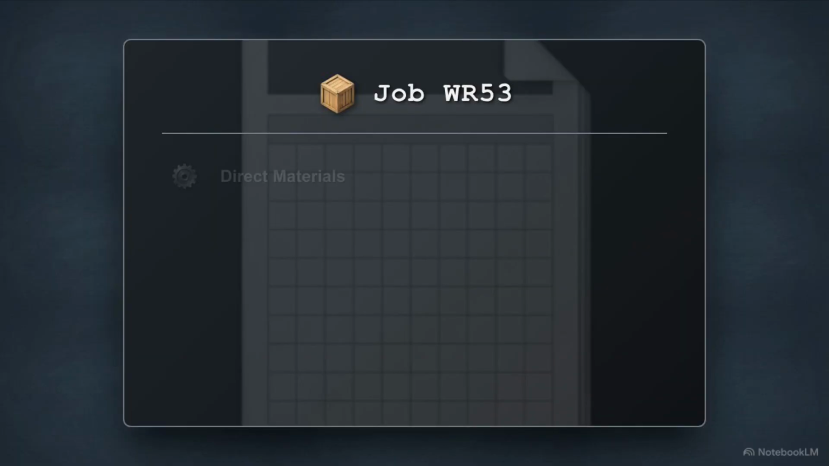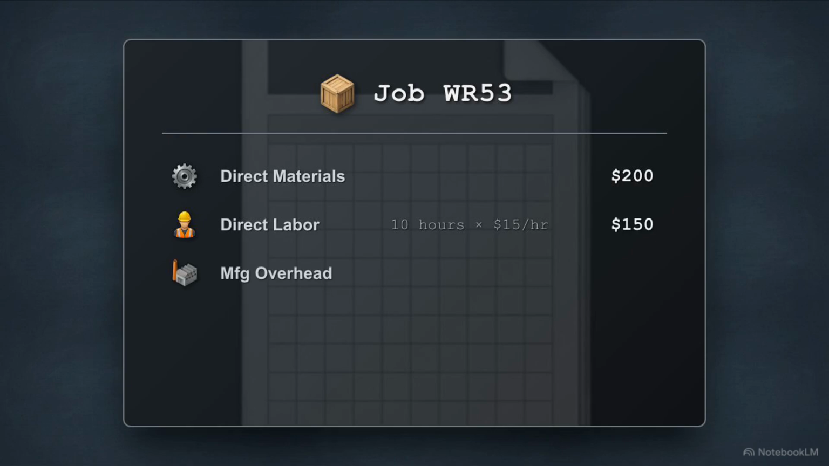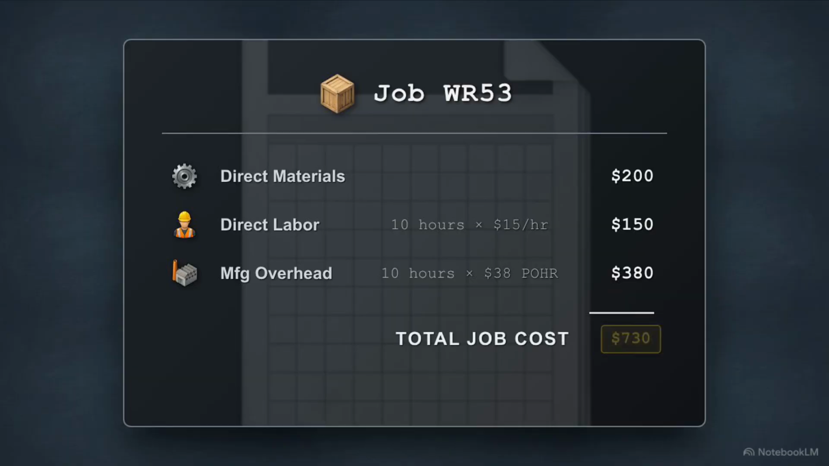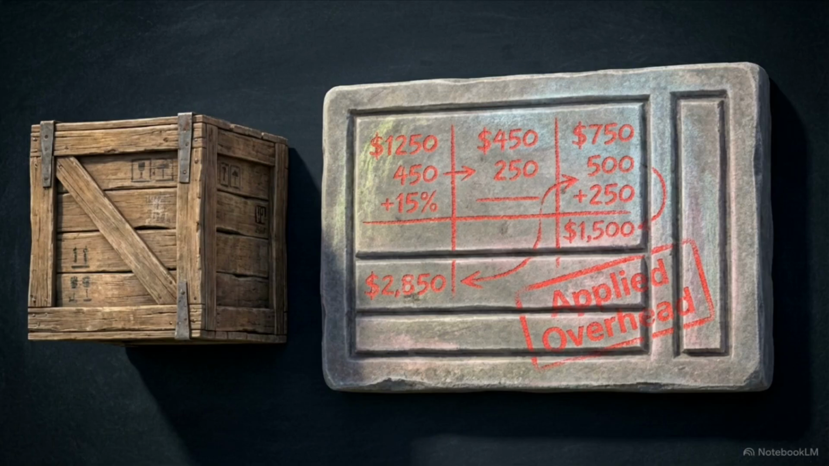Job WR53's traced direct materials cost is $200. Direct labor is 10 hours at a $15 rate, totaling $150. For overhead, we multiply those 10 labor hours by the $38 predetermined rate, applying $380. Summing materials, labor, and overhead yields a final cost of $730. This total cost is a hybrid artifact. It blends hard empirical facts with estimated allocations, masking underlying complexity beneath a single dollar amount.